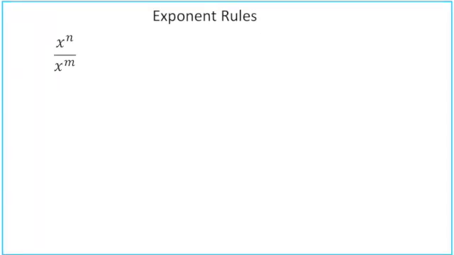Let's move on to our next rule. What happens when we're dividing exponents? You might be able to figure this one out, because you know that if we went x to the n times x to the m, we would add the exponents. When we divide, we end up subtracting the exponents. So let's take a look.